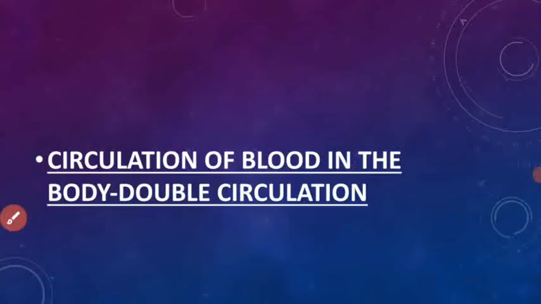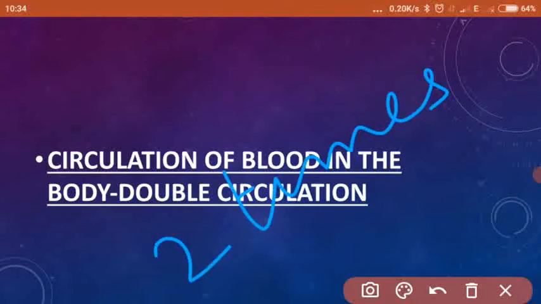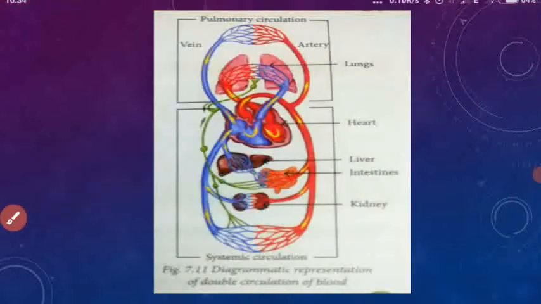Next, we know that circulation of blood in the body is double circulation. Now, what do you mean by double circulation? Double circulation means that when blood travels in one complete round, the blood passes twice through the heart. It passes two times through the heart, but in two separate loops. In separate and closed loops, it follows two different pathways. So this is known as double circulation.